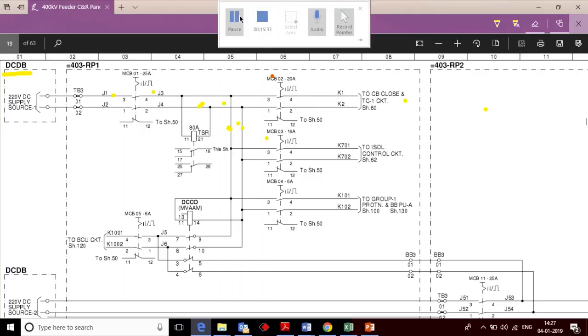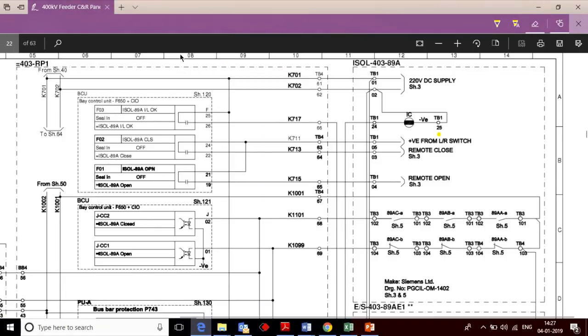So there it was said that you go to seat number 62, where the isolator circuit is. So we have come to seat number 62, okay, and here it is showing that from seat number 40 this positive, case 701 and case 702, is coming, right? So it has come, okay.